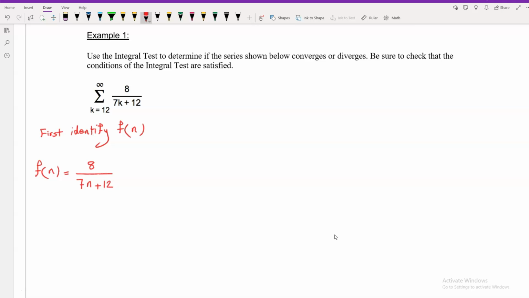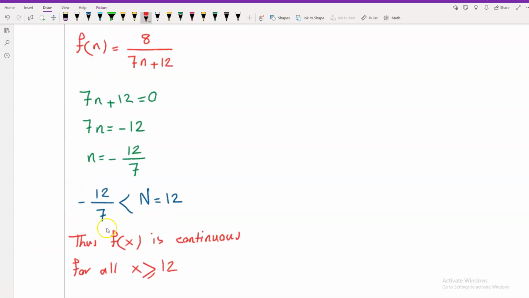So we have to see whether the integral test can be applied to this series. First identify f of n, which is equal to 8 over 7n plus 12. Since f of x is a rational function whose only zero of the denominator is negative 12 over 7. So what we have here in the denominator, 7n plus 12, is equal to 0, so n is negative 12 over 7.